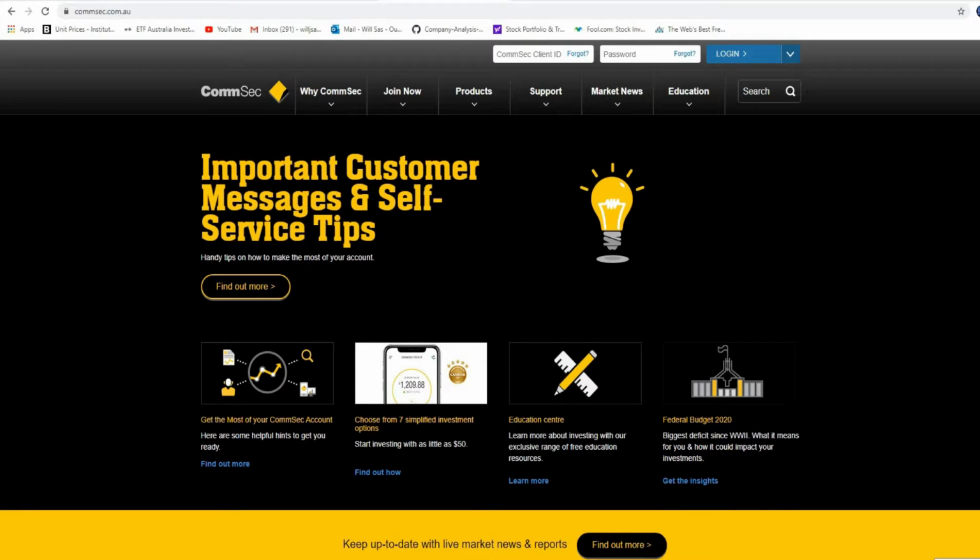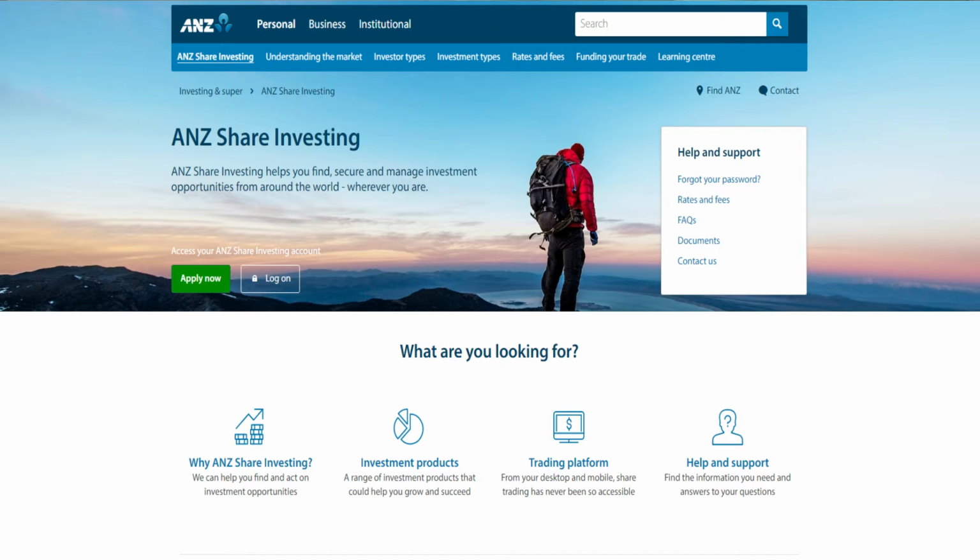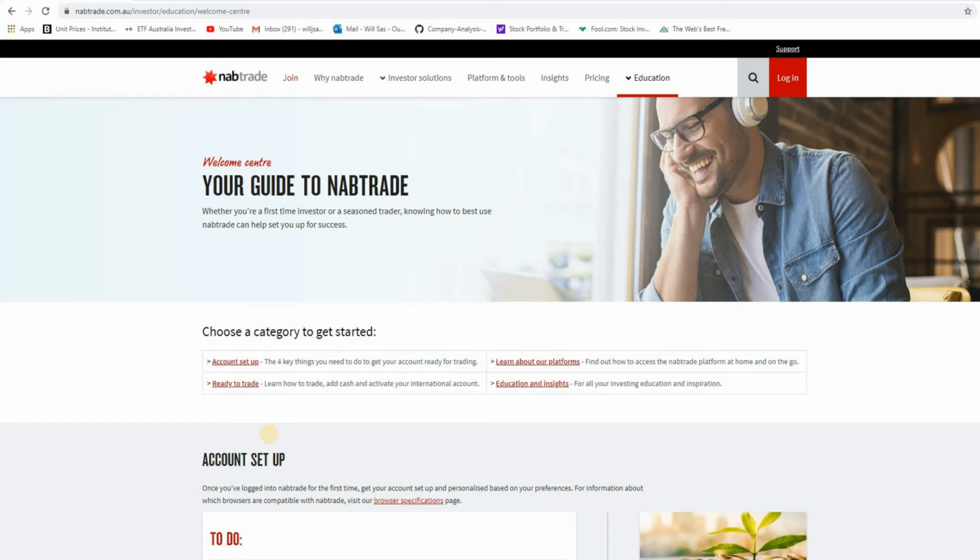If you want to start investing in the Australian stock market, the first thing you need is a brokerage account. There are many firms in Australia which offer brokerage services. The most accessible ones are the ones with your big banks. For example, Commonwealth Bank has CommSec, Westpac has Westpac Online Investing, ANZ has ANZ Share Investing, and NAB has NAB Trade. However, there are a number of independent online brokers such as CMC Markets and Interactive Brokers.